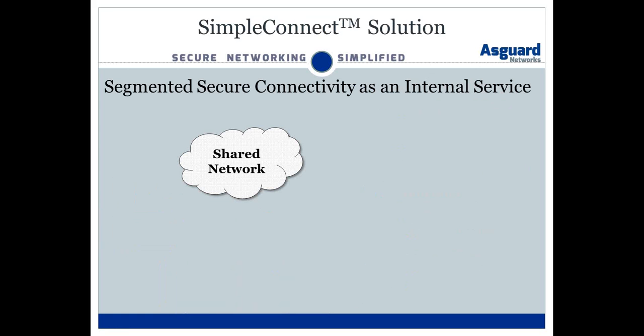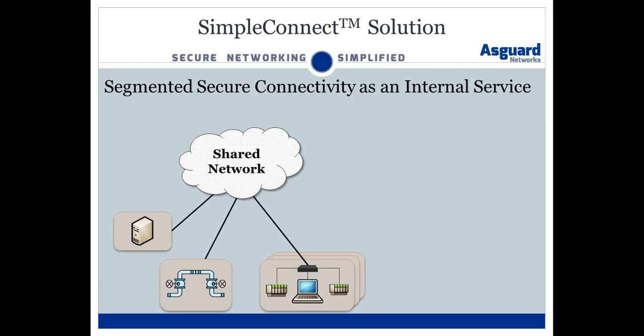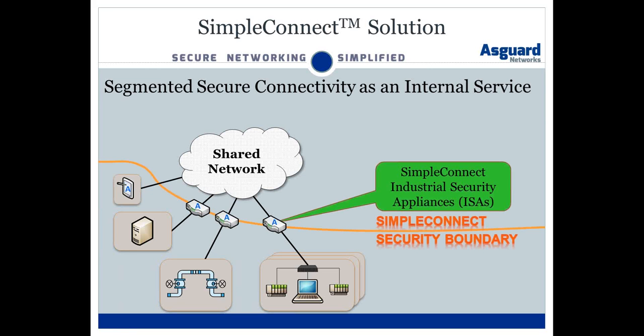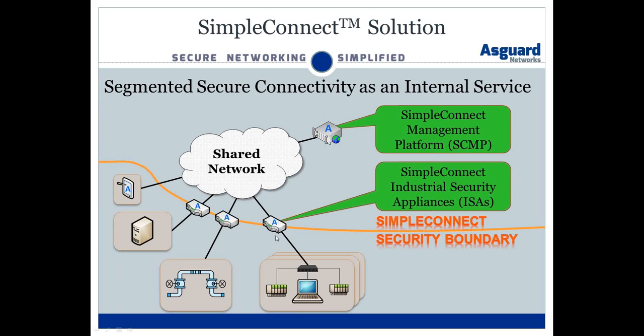So now I get into our SimpleConnect solution for network segmentation. And we think of it as a service, a product that can provide an internal service for segmented secure connectivity within an organization. This is before we have our automation systems that we would like to leverage some kind of shared network infrastructure, and we deploy our SimpleConnect industrial security appliances with the automation equipment. You can have a wall of automation equipment, all with a local switch connected to a security appliance. You can have a virtualized security appliance as an app, say on a mobile device. And all the security appliances are centrally managed with our SimpleConnect management platform.